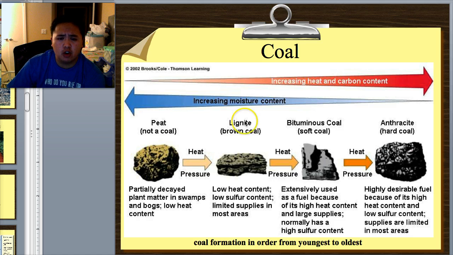So where we left off is coal. Remember we talked about the different types of coal. It goes in order from least helpful to most helpful, or the least energy to the most energy. Some key terms you need to know: peat, not a coal; lignite, which is brown coal; bituminous coal, which is soft; and then anthracite, which is hard.